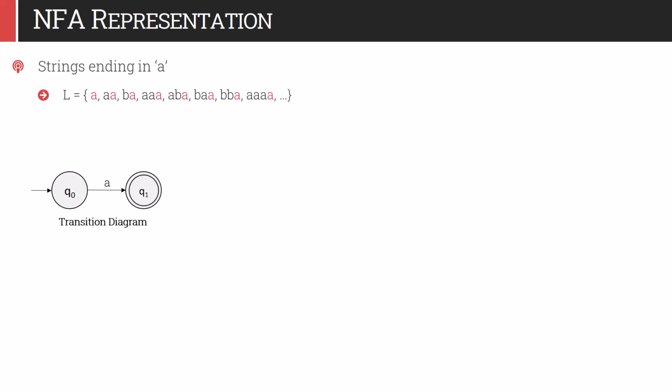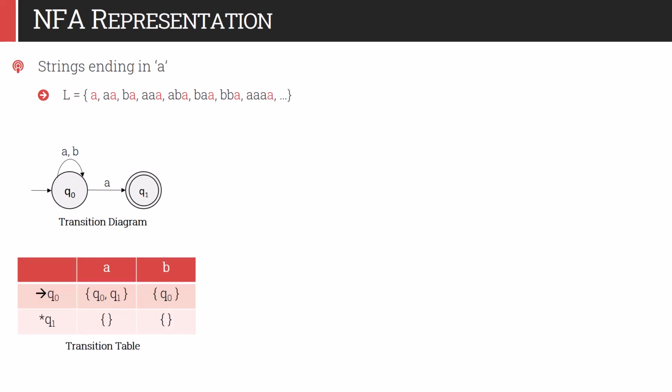So now we will check for the possible arcs from Q0 and Q1. So from Q0, if we read A and B, then we will remain in Q0, and to move to the final state, we must read A. That means definitely the string will end with A. So this is a valid representation.